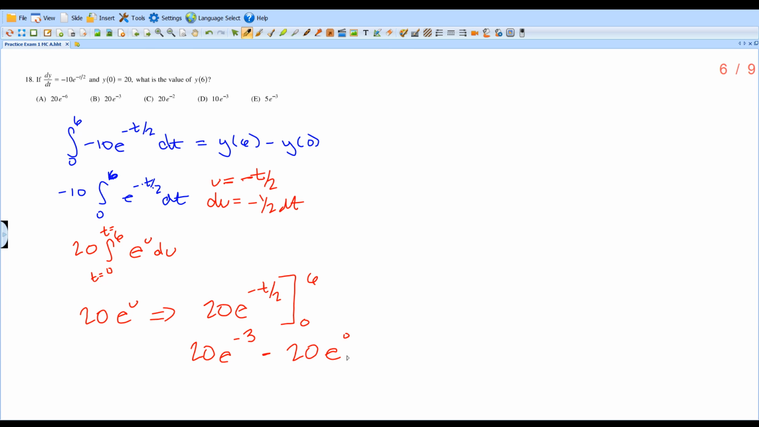Now e to the 0, anything to the 0 is just 1. So what we're left with here is 20 e to the negative third minus 20. And if you look at your answers, you'd say, well, oh, wait a second, none of those match those.